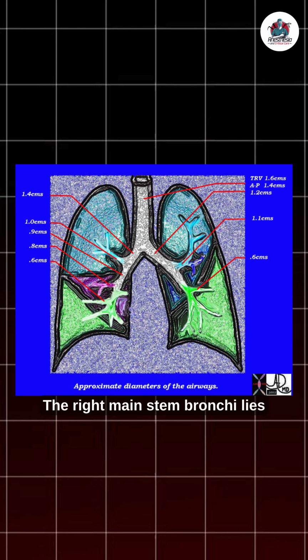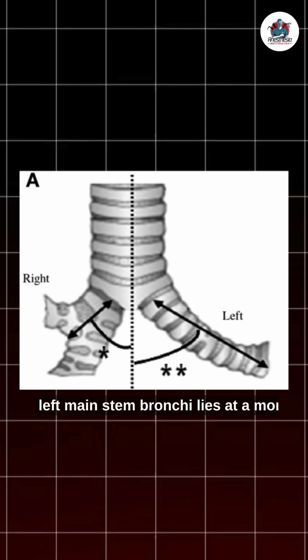The right mainstem bronchus lies in a more vertical plane. It is 1.9 centimeters in length in males and 1.5 centimeters in females, and it is wider than the left mainstem bronchus. The left mainstem bronchus lies at a more horizontal plane. It has a length of 4.9 centimeters in males and 4.4 centimeters in females.